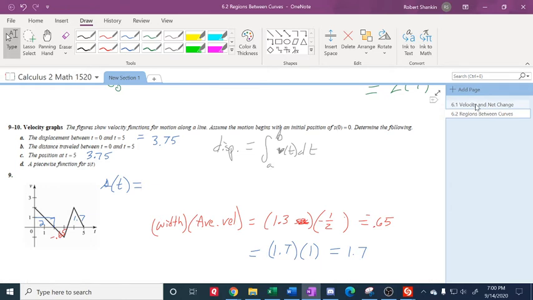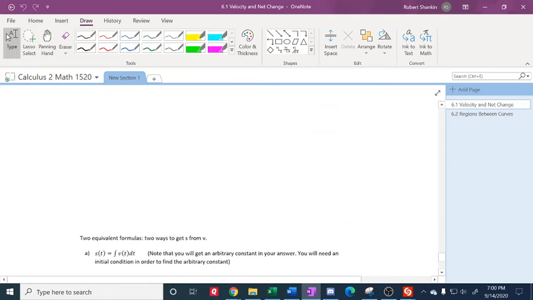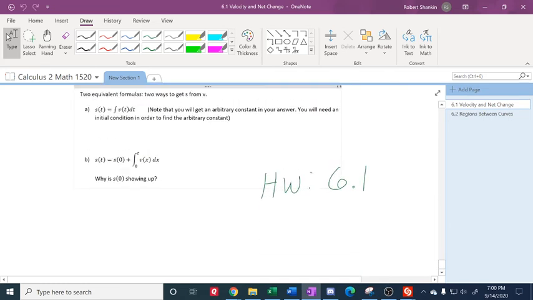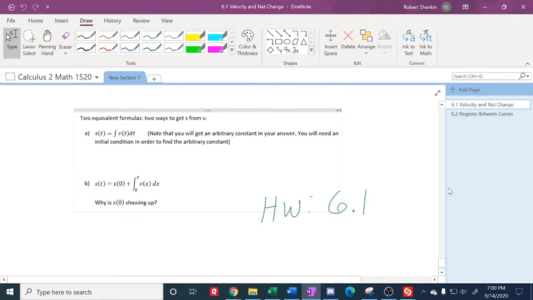6.1 velocity and net change. When we were in 6.1, so I'm clicking this one, we ran out of time right at the end of class. I didn't get to this last part. Right here, two equivalent formulas. It says two ways to get the position function from velocity function. And this was also in the textbook, so you could have read about this.